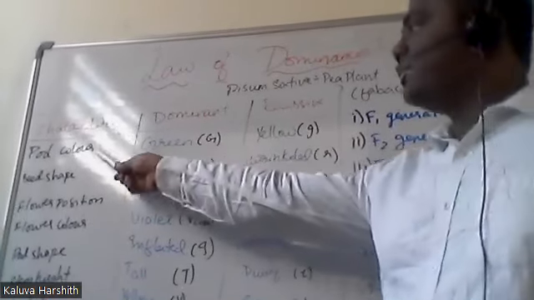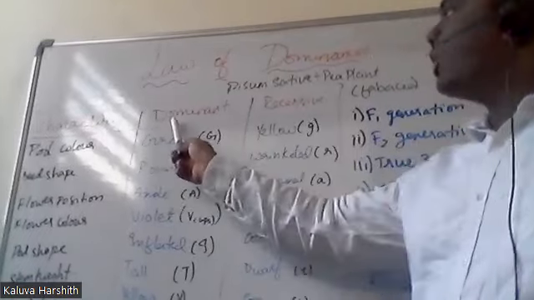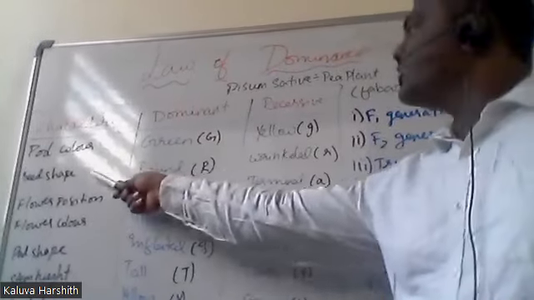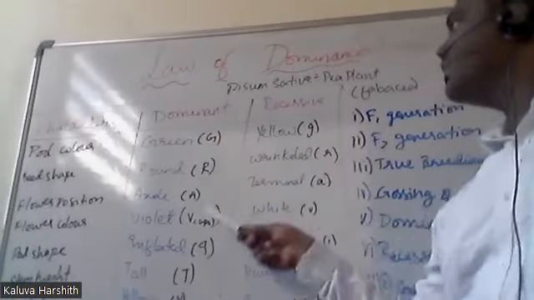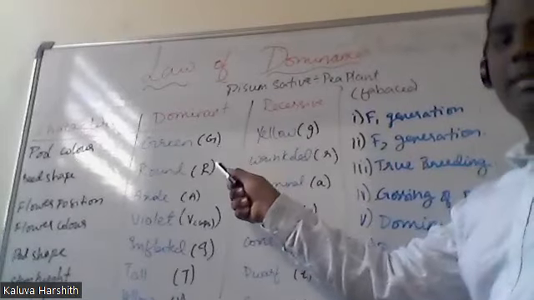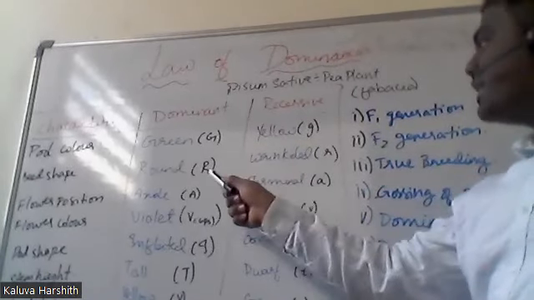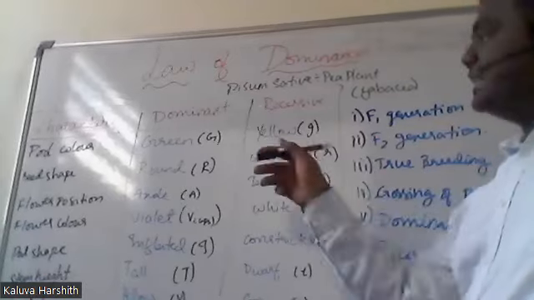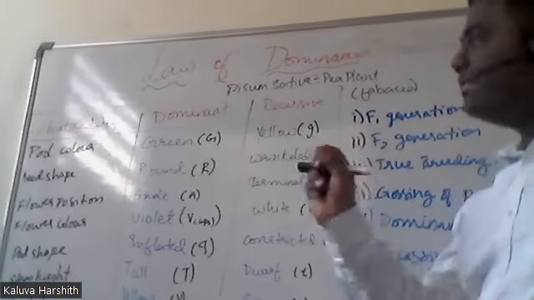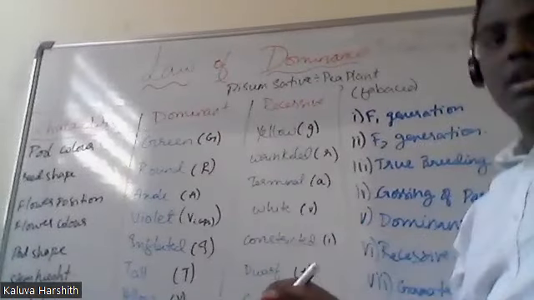If you observe, for pod color the dominant is green and the recessive is yellow. In the same way, seed shape and flower position, all these characters are given. Now, if you observe here in brackets, I have written something: capital G, capital R, small r. These are nothing but the gamete representation. Whenever we do crosses, we take these as a representation.